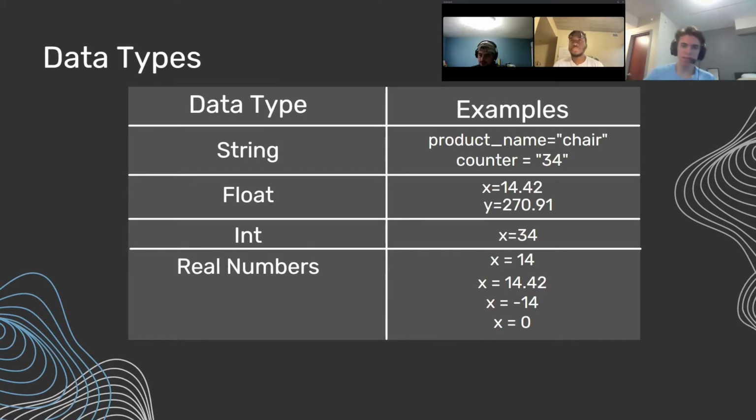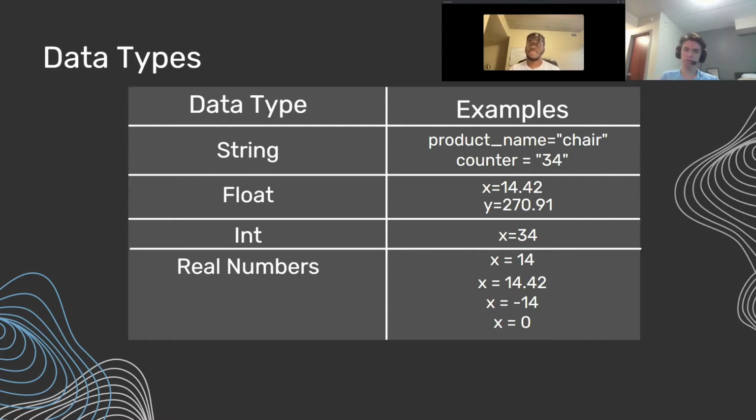So the basic data types in Python are your strings, your floats, your integers, and real numbers. If you don't know what those things are, it's fine. Starting off at the top of the table, we're going to look at string. What's a string? A string is pretty much another way of saying a word or characters.